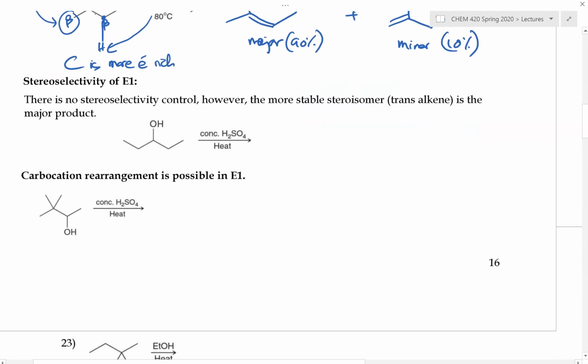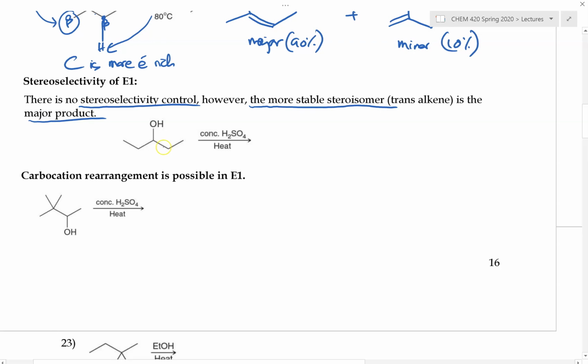As for the stereoselectivity of the E1 reaction mechanism, there's no stereochemistry control. However, the more stable stereoisomer is the major product. So the trans alkene, or the more stable alkene, where the two bulky groups are on different sides of the double bond, would then be the major product.